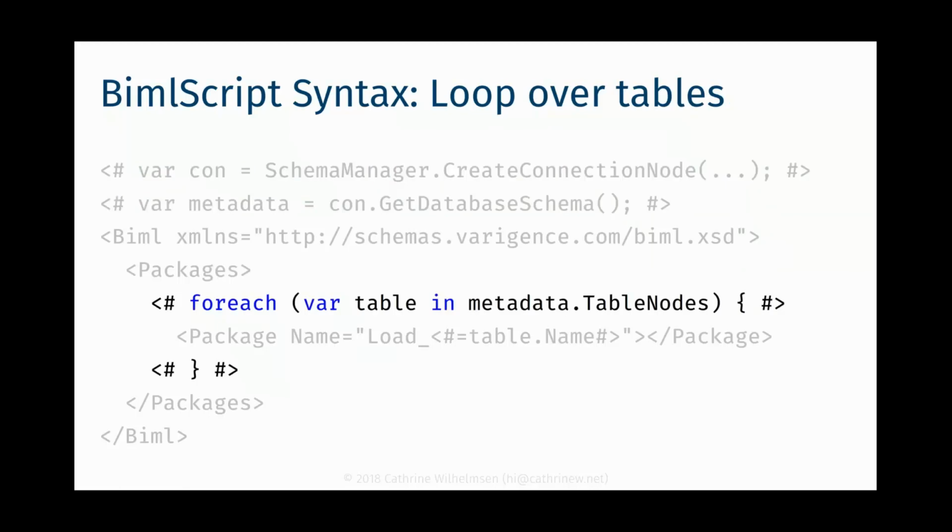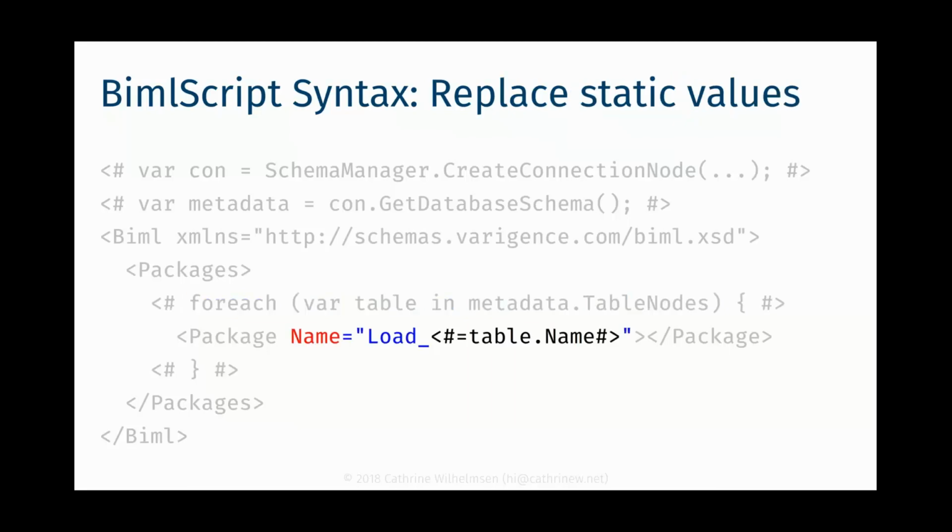So that's what we want to do. Instead of specifying each individual package, we create a foreach loop, and we say for each table in metadata.TableNodes, so just give me all the tables, I want to create a package. And again, instead of hard coding the name of the package, we pull out the name of the table from that metadata and we add it into the name. So this is where we add one of those little text code blocks to replace a hard-coded value with this expression. So the name of the package is going to be load underscore the name of the table.